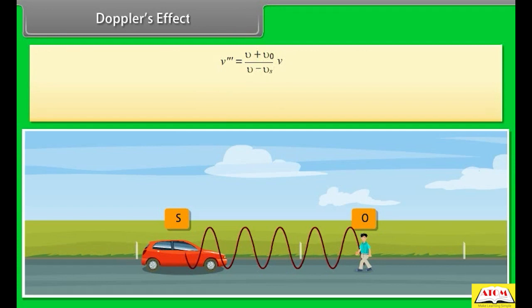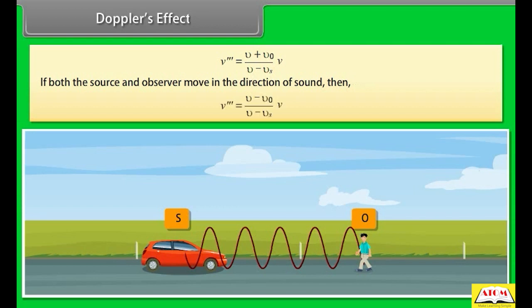nu triple dash is equal to v plus v0 upon v minus vs multiplied by nu. If both the source and observer move in the direction of sound, then nu triple dash is equal to v minus v0 upon v minus vs multiplied by nu.